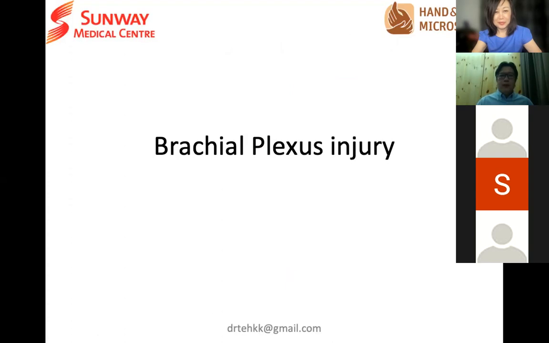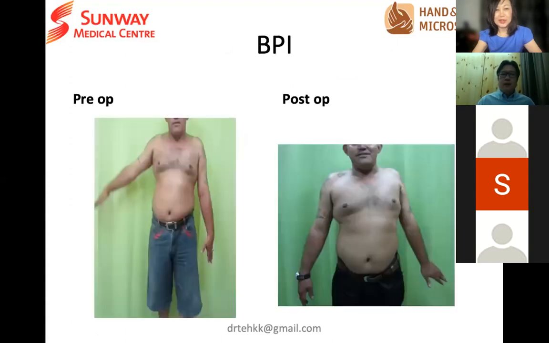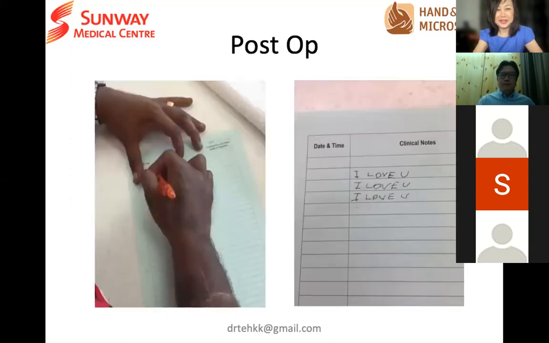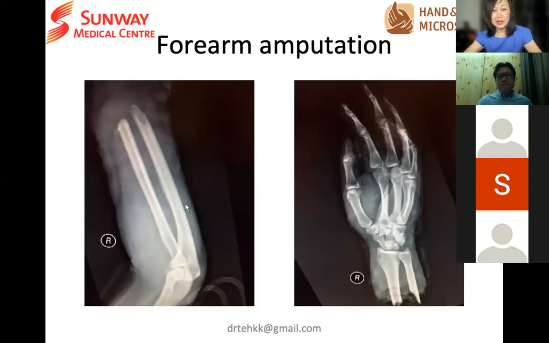So this is brachial plexus injury. This is nerve injury. I still want to go back to that one. When you do the whole hand, do you do the bones first, or how do you do it?